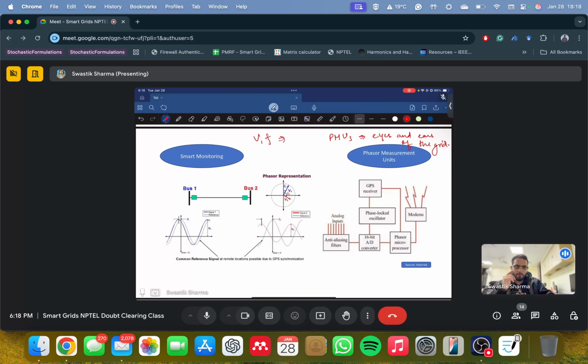What do PMUs use? They make use of one important thing: referencing. What is referencing? They take a reference signal. This outer circle, you see, I'll just use a pointer. This outer circle they call a reference, and it is a perfect cosine signal. You can see from this diagram, it's a perfect cosine, and they measure how much lag the voltage has from the reference signal, right? Based on this lag, this delta, they develop this phasor representation.